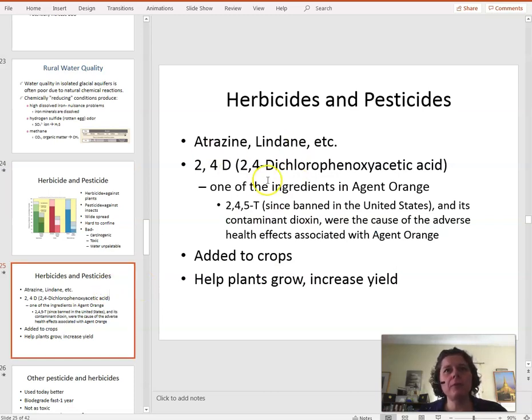I already talked about 2,4-D, Agent Orange. Here it is: 2,4-dichlorophenoxyacetic acid. That was the Agent Orange that we're still using today. Atrazine, if I showed you a map of atrazine for the Midwest, this is just like a hot spot for it. Major, and it's found a lot in our rural water supplies.